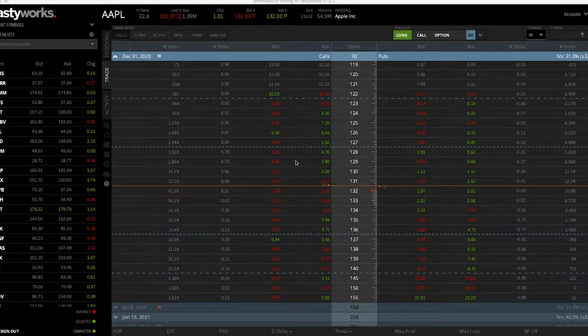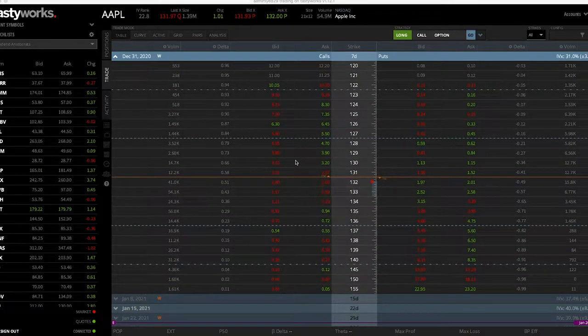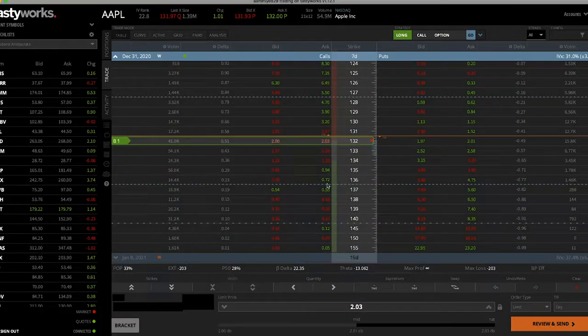So we're looking at the Apple stock, and say for instance I wanted to place a call contract at the money for a day trade. I would be simply clicking on the ask. Now the ask here is 2.03, got delta of 51. The contract looks great. Lot of volume for this particular contract. There's a lot of interest here, so I'm going to select that.